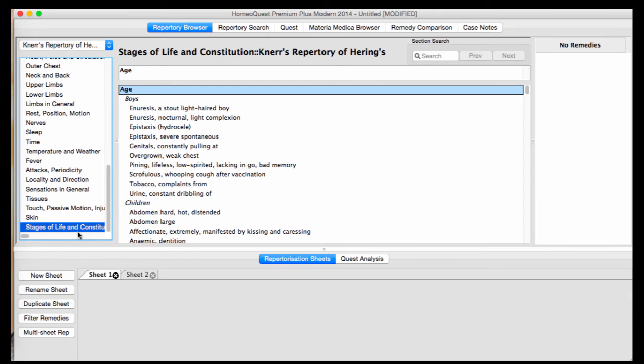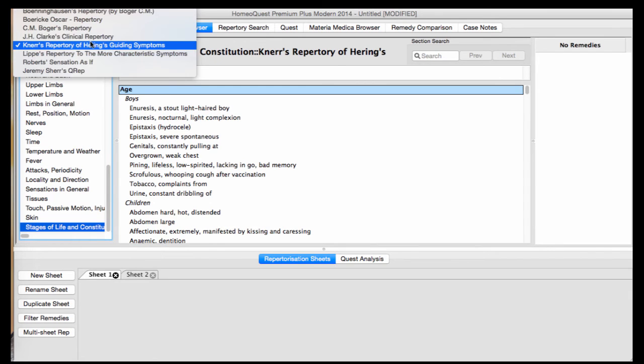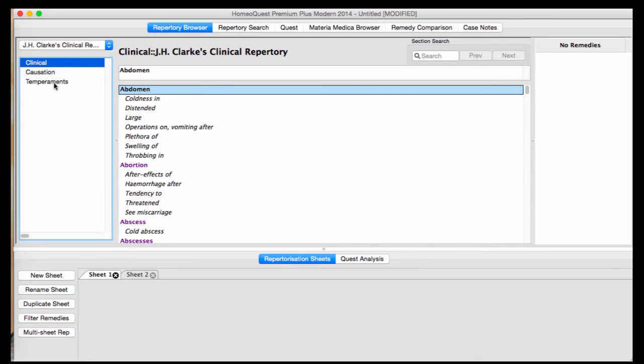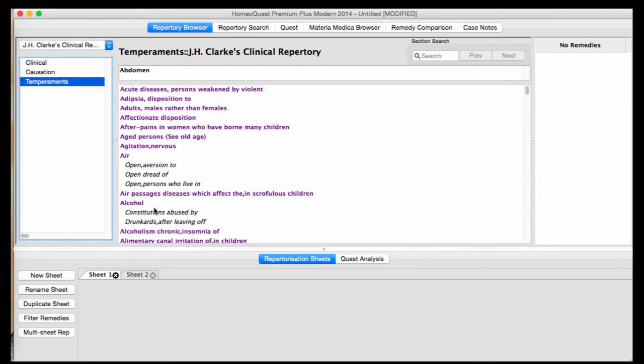This is one terrific book, and the other one is Clark's in Temperaments. So this is again a beautiful chapter where you have so many tiny rubrics, but so helpful when you simply want to use a constitutional makeup as a differential diagnosis for that final elimination.